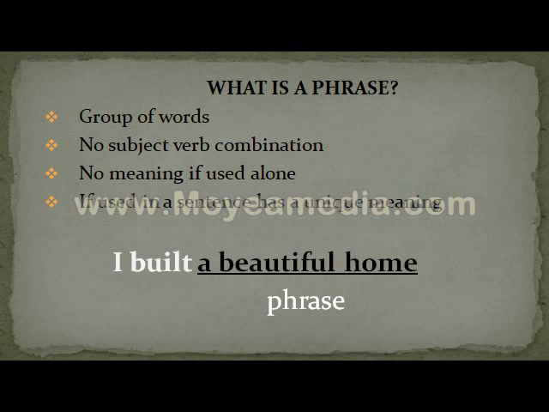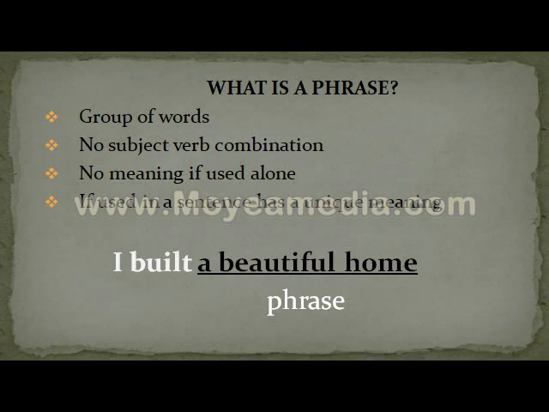Let's understand this with the help of an example. A beautiful home. Now, is it a group of words? Yes, it is. Does this group of words have a subject and verb? No. So, no subject-verb combination is there in the phrase a beautiful home. Is it making any sense when used alone? No. Through the group of words, a beautiful home, we are able to understand that we are talking about home.